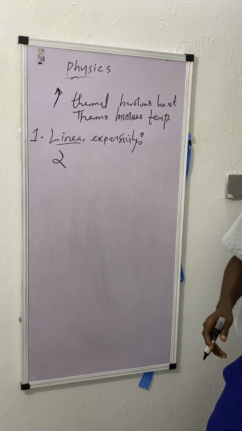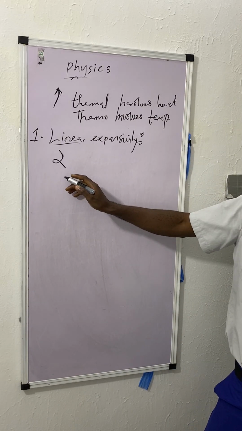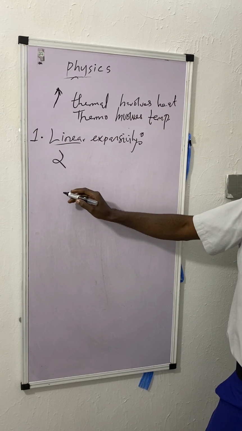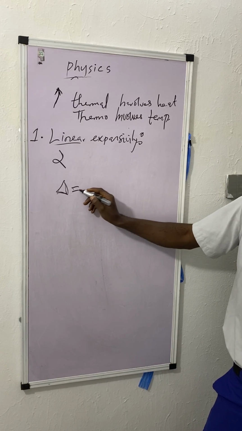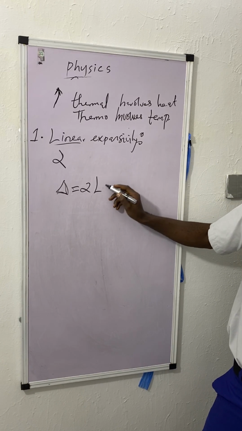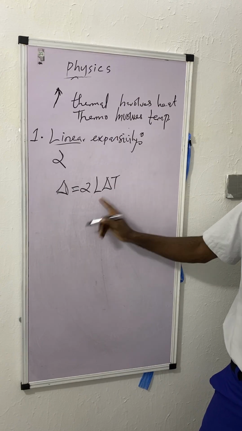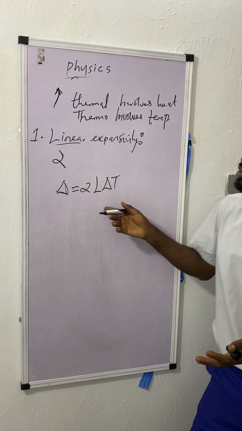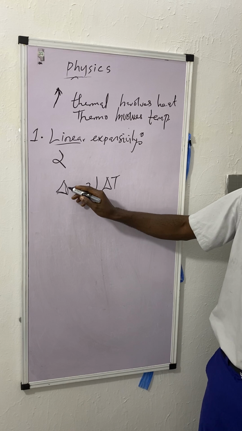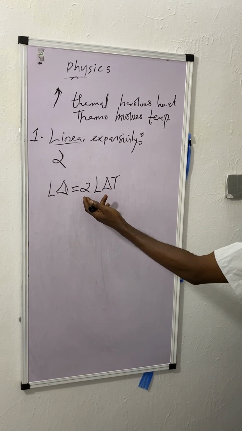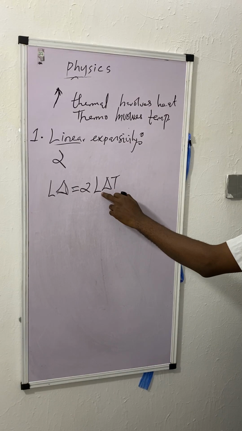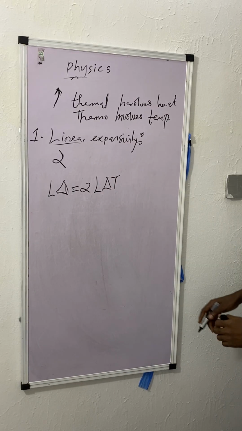Expansion in a straight line is induced by an increase in temperature. The formula gives us the change in length, which is the expansion: linear expansivity alpha, times length, times change in temperature. Just know that it's temperature that is causing it, so change in temperature is included in the formula. So change in length equals linear expansivity times length times change in temperature.